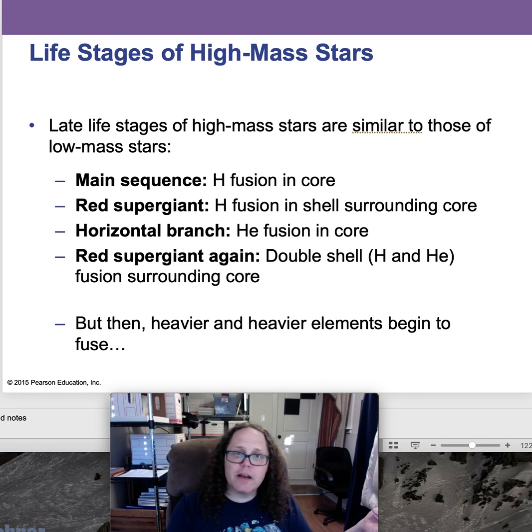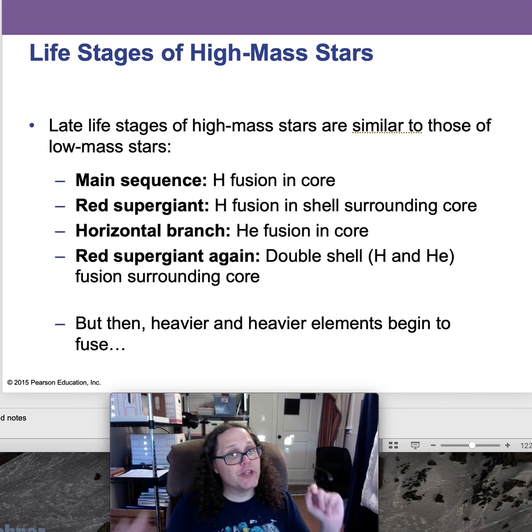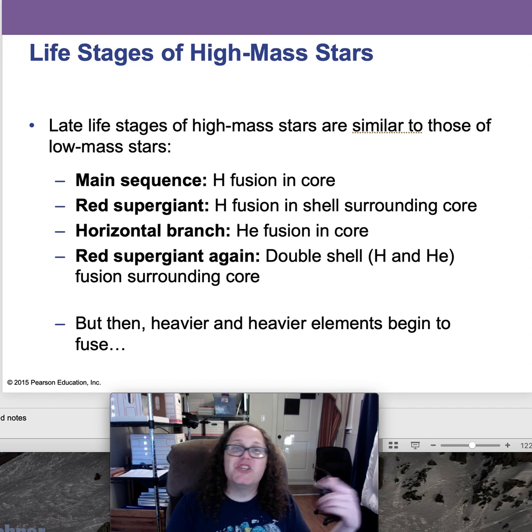When its core runs out of hydrogen, it burns hydrogen in a shell around the core, and the star swells up, much larger than a red giant. We call it a red supergiant. While a red giant may be the size of Earth's orbit, a red supergiant may be as large as the orbit of Mars, or even Jupiter. It then burns helium on the horizontal branch, runs out of helium and becomes a double shell supergiant.